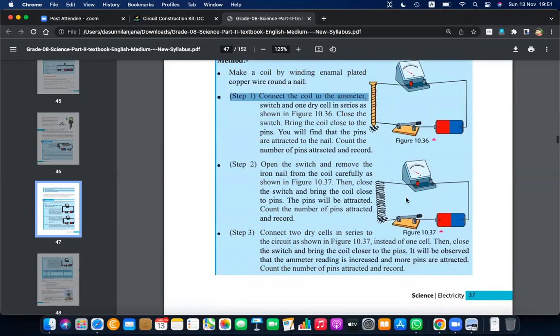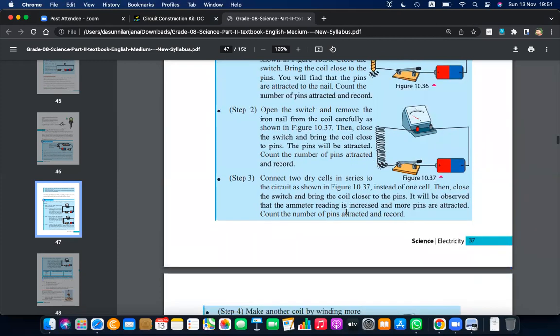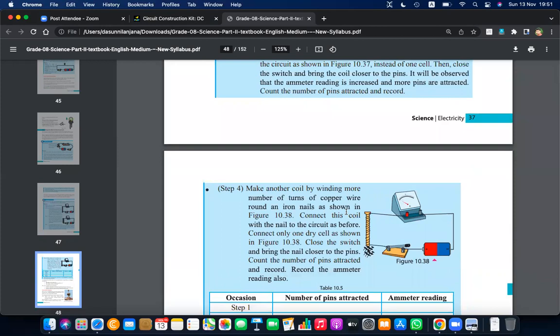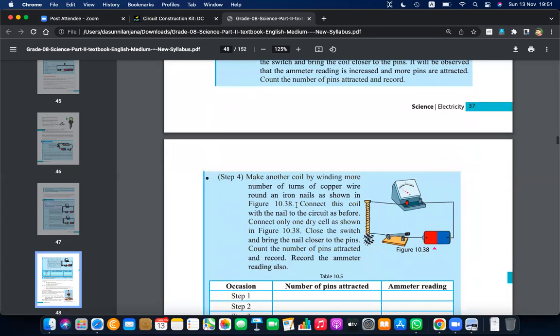And in the second setup, you are just using a coil and checking the same. Right, in the third setup, you increase the number of batteries. Two batteries are connected, and you test. And then in the fourth setup, you increase the number of turns of the coil by winding more turns. Wrap it more and see.